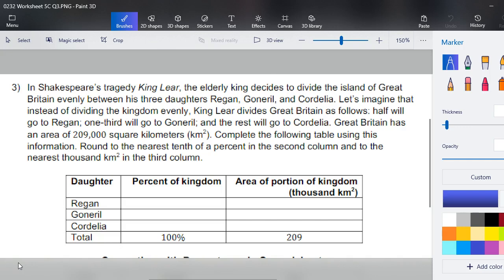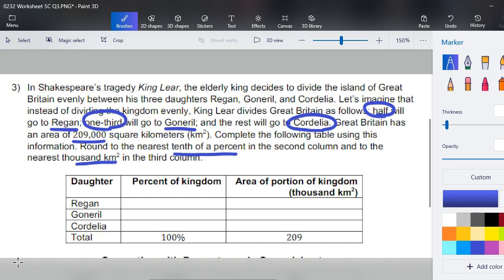So look with me at question 3. In Shakespeare's tragedy King Lear, the elderly king decides to divide the island of Great Britain evenly between his 3 daughters, Regan, Goneril, and Cordelia. Let's imagine that instead of dividing the kingdom evenly, King Lear divides Great Britain as follows. Half is going to go to Regan, 1/3 to Goneril, and the rest to Cordelia. Great Britain has an area of 209,000 square kilometers. Complete the following table using the information and round to the nearest tenth of a percent in the second column and to the nearest 1,000 of a kilometer square in the third column.